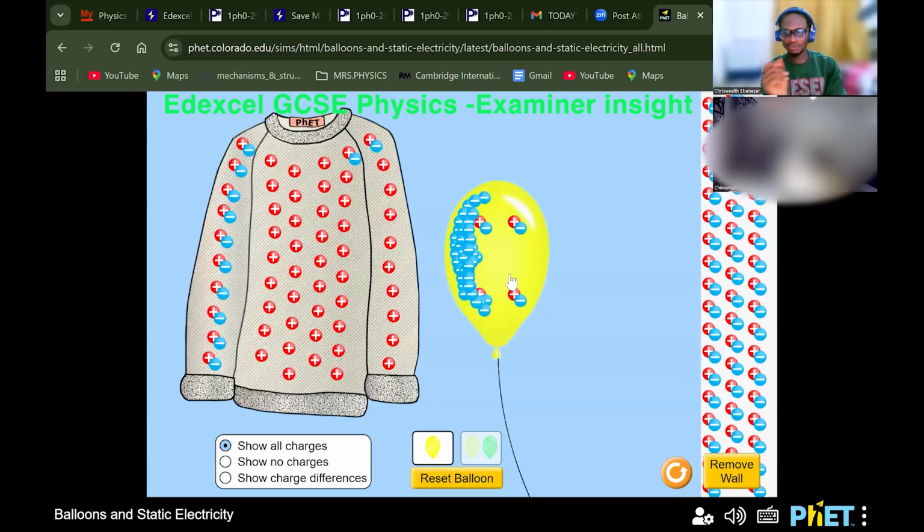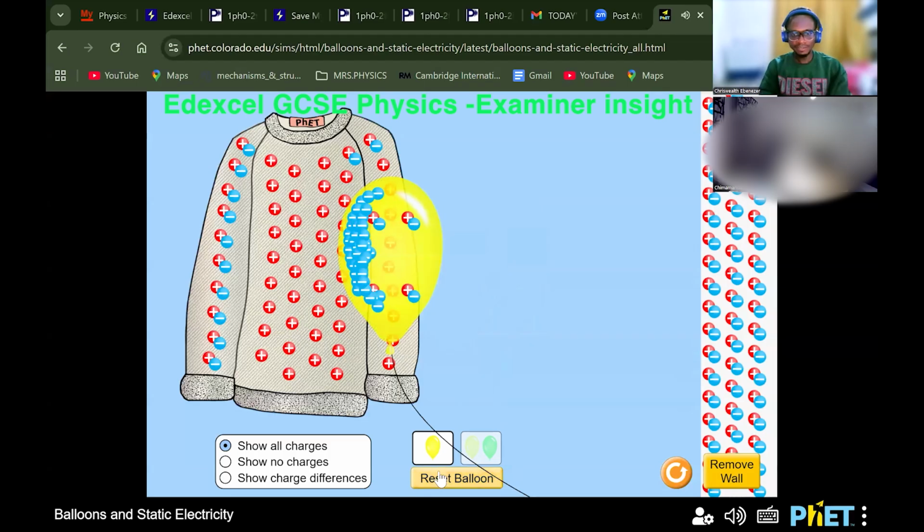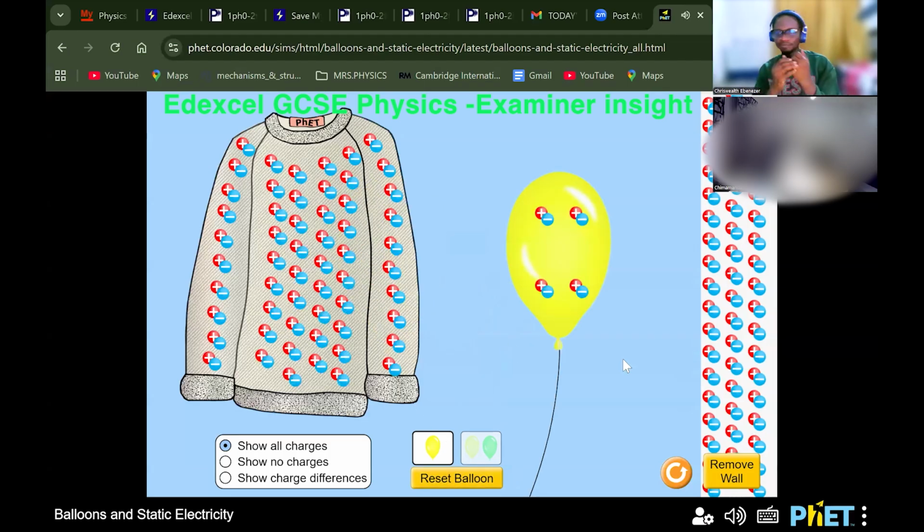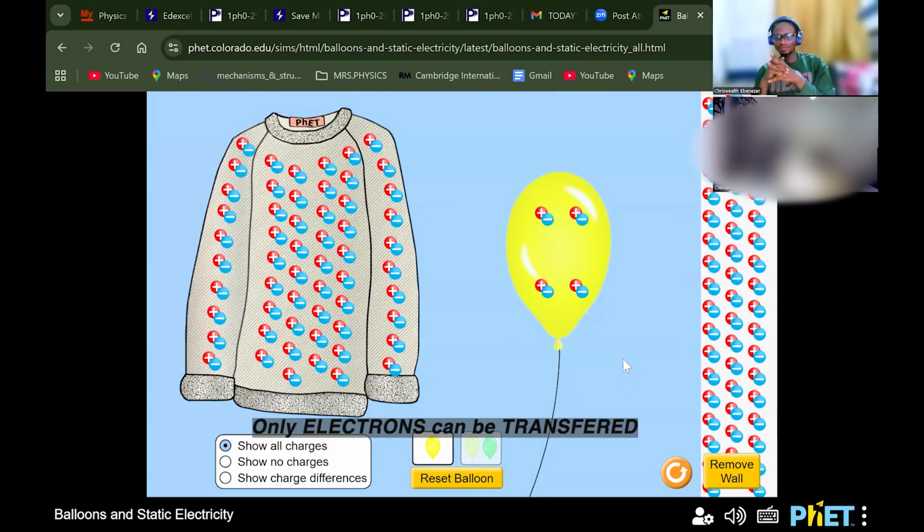Now, another point I want to make clear here, let me reset this. See, this is one point some teachers, or let's say most teachers, do not explain to students. Positive charges are never transferred. Can you ask me why? Let me be sure you are interested to know why. Now, the reason is this.